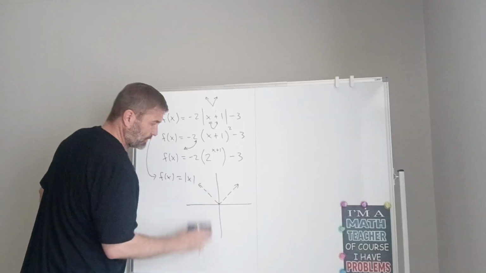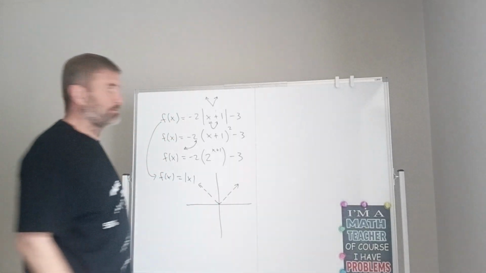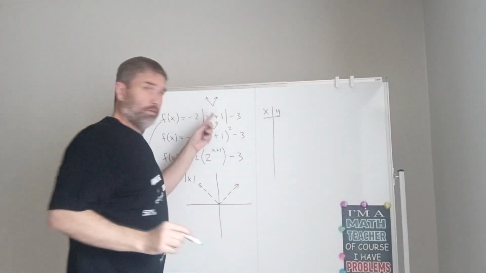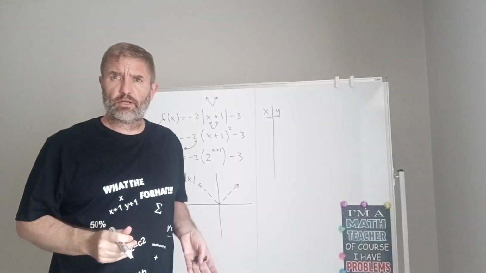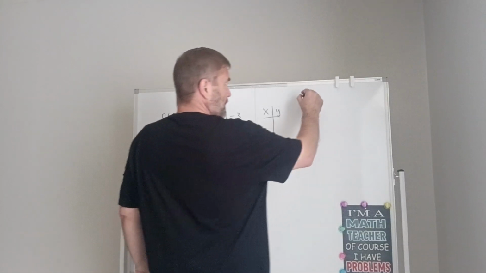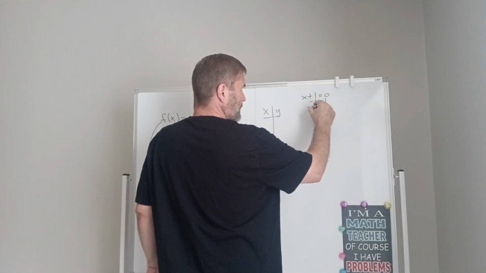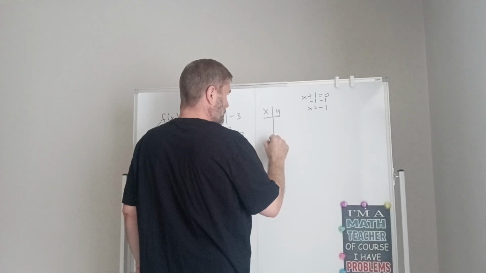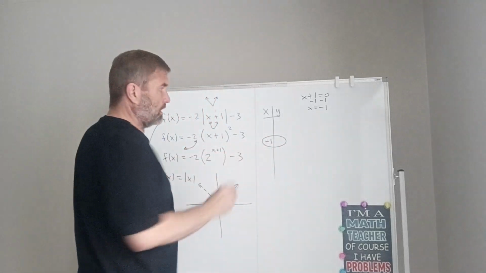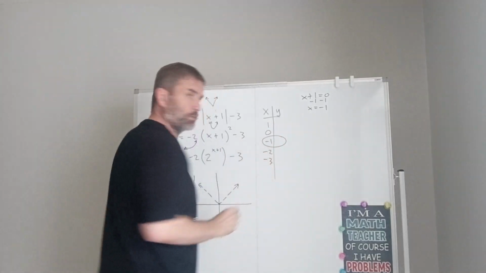The dash version right there, that's your base function. So how about we make an xy table of this? So I go x, y. Recall that in your transform function, you want the center point. We take whatever's inside and we set it equal to 0. So x plus 1 equals 0. When we solve that, we get x equals -1. That's my center point. Okay, now I'm going to go up 1 from here. 0, 1. Down 1 from here. -2, -3.